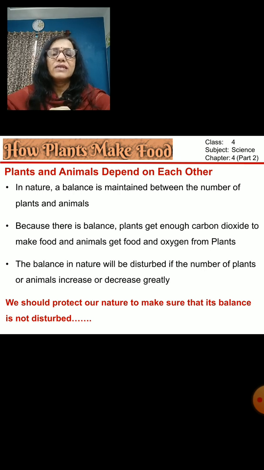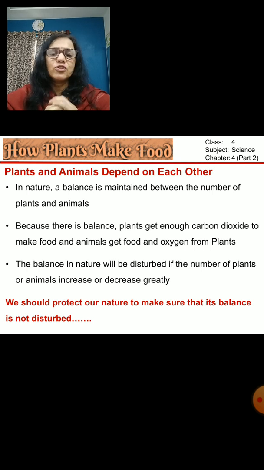So the balance in nature will be disturbed if the number of plants or animals increases or decreases greatly. You can understand, because plants are important for us, and for plants also animals are important. So we are dependent on each other, and to maintain this balance in nature, the numbers should be proper. They should be in proportion. The number should not increase or decrease greatly. Means both the numbers should be almost the same. So this is how the balance is maintained in nature.